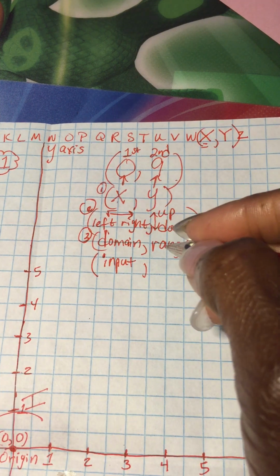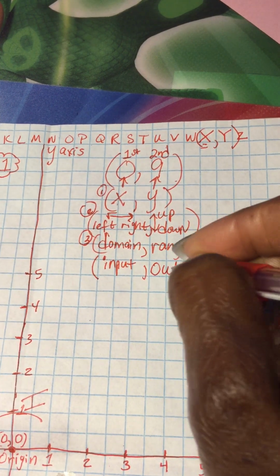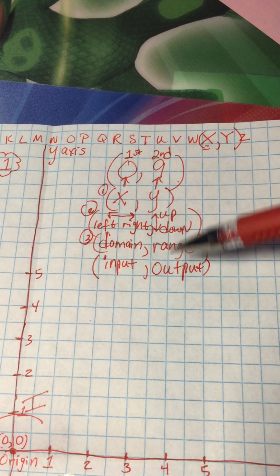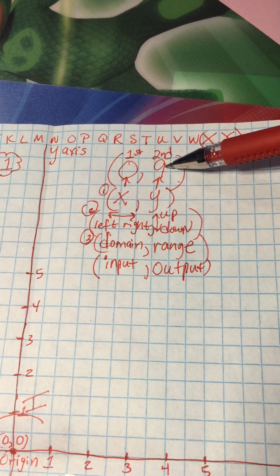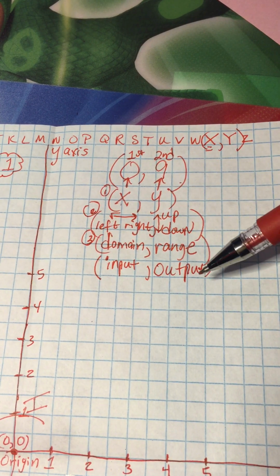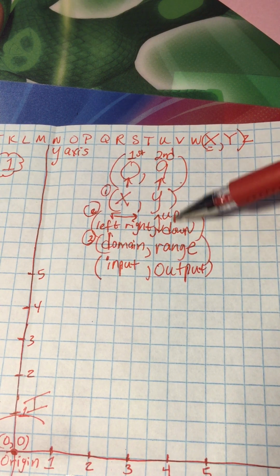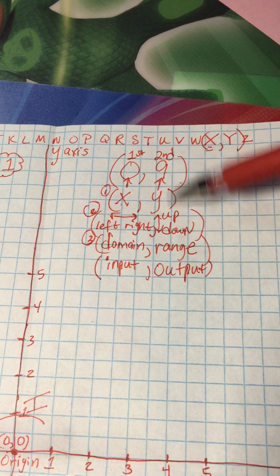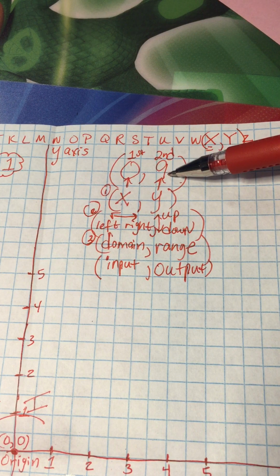I can ask you, what is your output? Output is a fancy way to ask, what is your second number? What's your y value? What's your range? What's the number that goes up and down? All of these are terms for your second number.